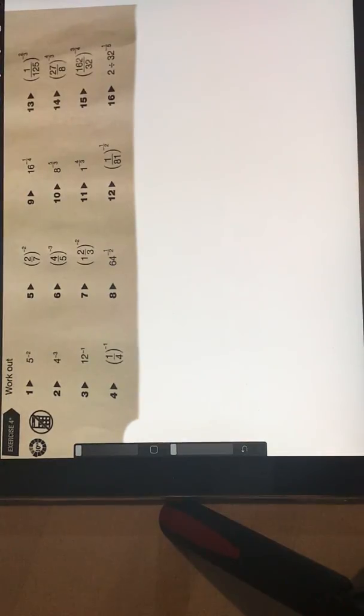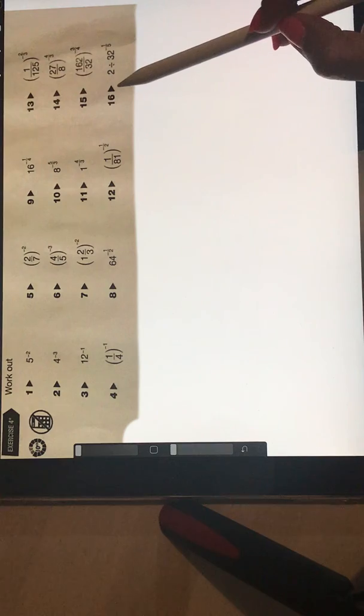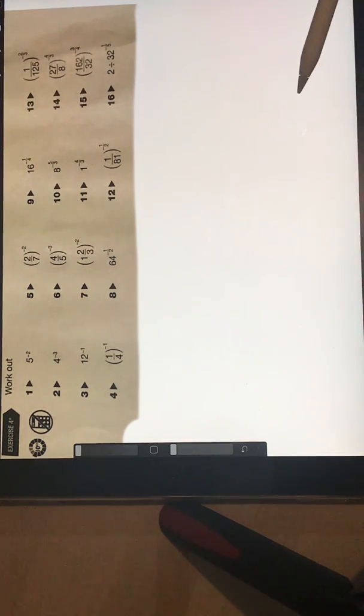Hi everyone. In this video I'll be explaining negative and fractional indices as showcased in exercise 4 star that we did in class. In this particular video I'm doing number 1 to 16, and in part 2 of this video I'll be doing number 17 to 24.